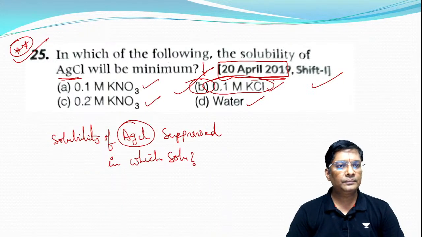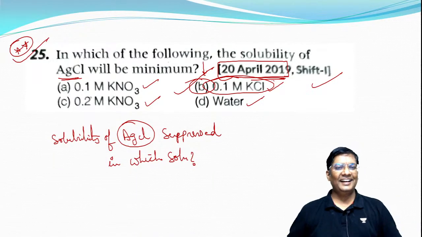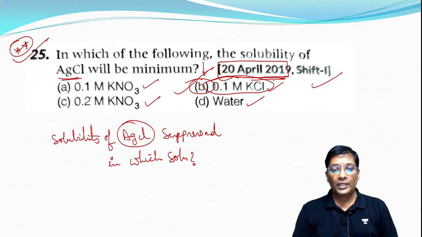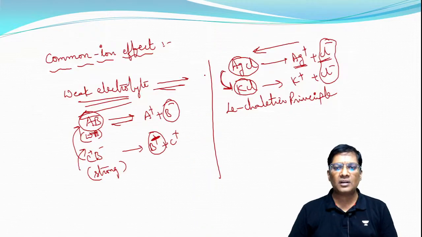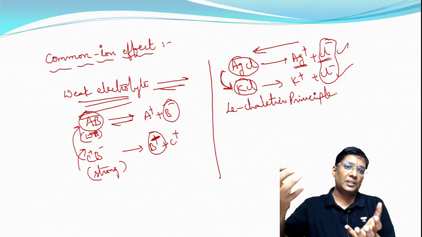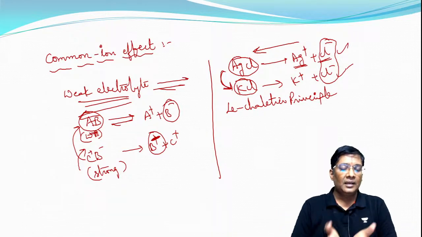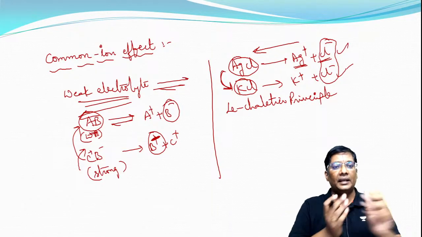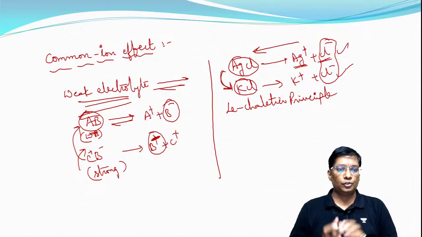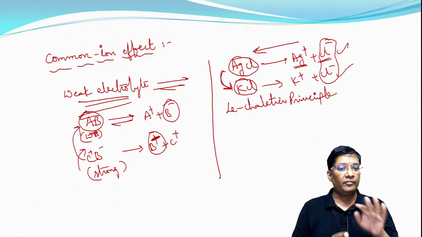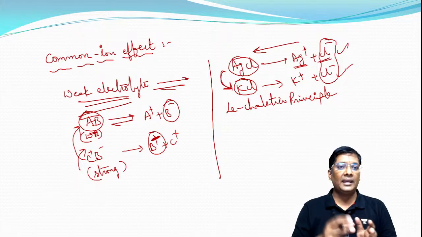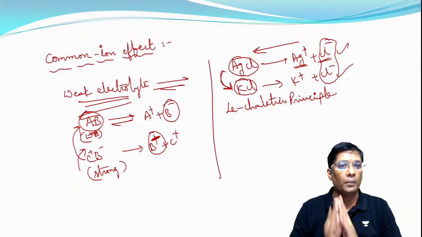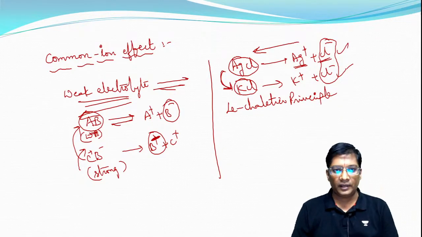Got it, all of you? Got it or not? I think I am clear. So this is nothing but the common ion effect. What is the common ion here? Cl minus is the common ion. If you add a substance having a common ion to the previous one, and the concentration of the common ion increases, then it favors the backward reaction. So suppression of the dissociation of a weak electrolyte is possible when you add a strong electrolyte which has a common ion. Okay, very good.